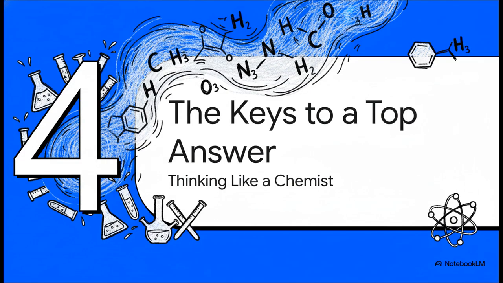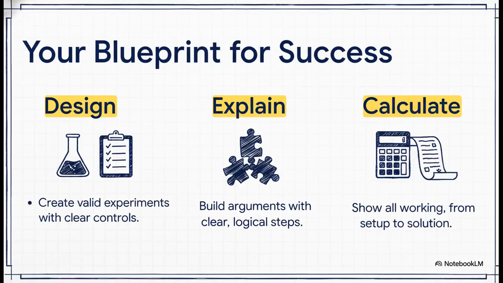So after going through these 3 different types of questions, what have we really learned here? It seems to me it all comes down to learning how to think like a chemist and how to communicate like one too. So here's your blueprint for success. When you're asked to design something, always lock down your controls for a fair test. When you're asked to explain something, build it like a story, with clear, logical steps. And when you have to calculate, show every single stage of your work.